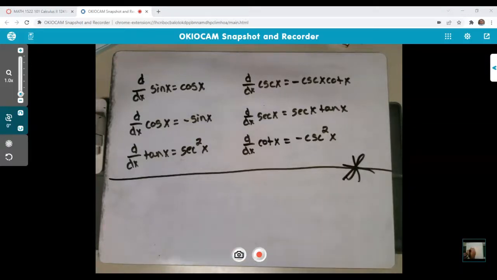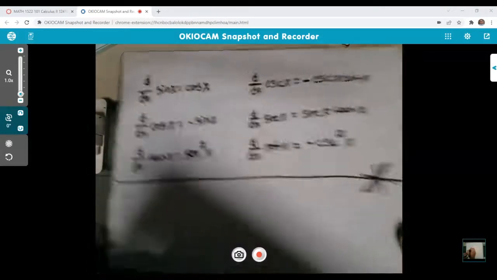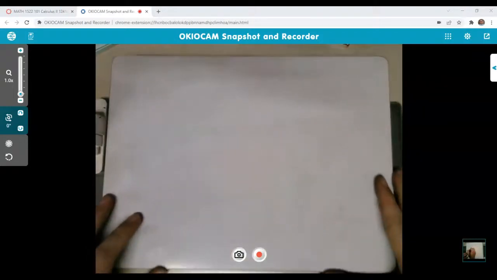So let's use these rules to find some derivatives. Let's find some derivatives. So example.